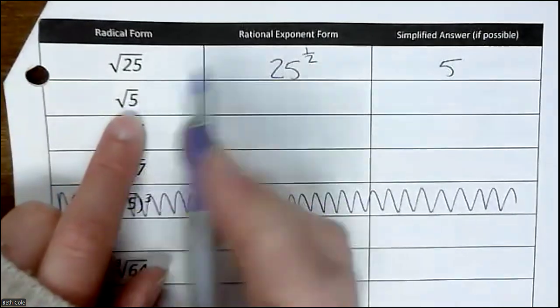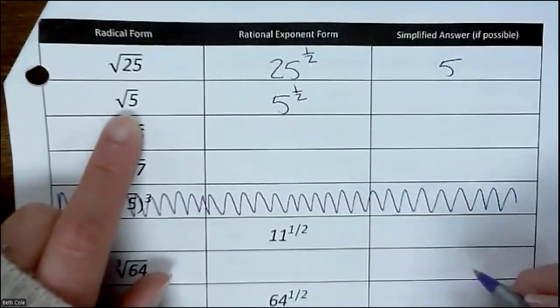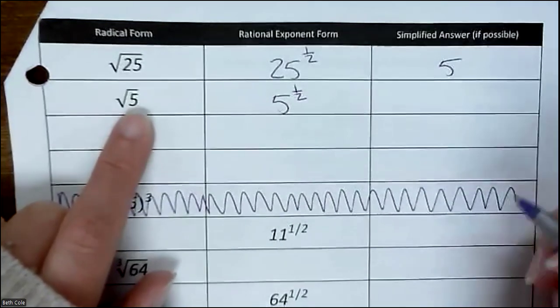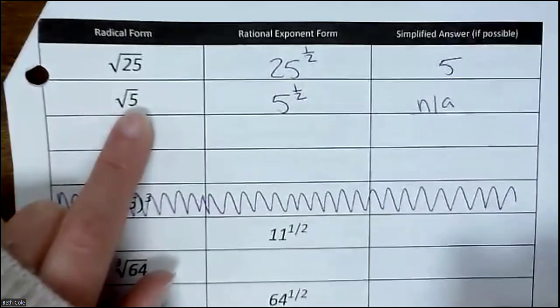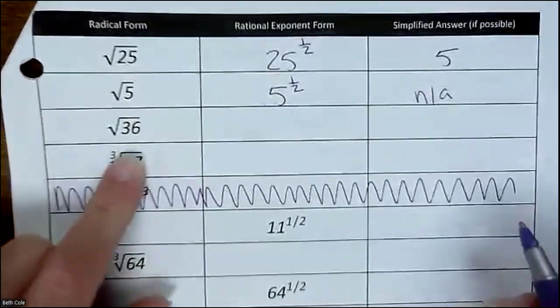All right. Square root of 5. That would be 5 to the 1/2. That's really it. That's all you have to know. Now, can we square root 5? No. So just don't put anything there, or you could put NA. We can't simplify that. It says simplify if possible. So if you can't, then fine.